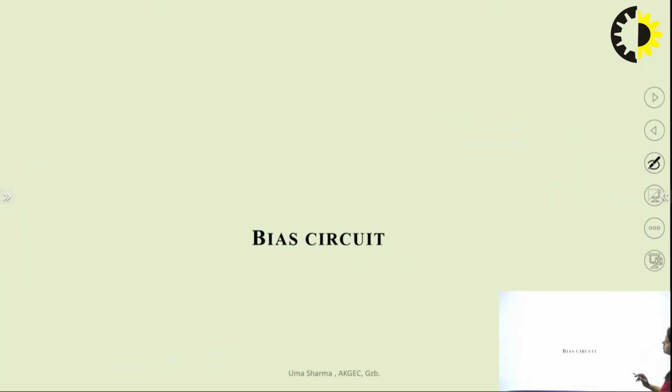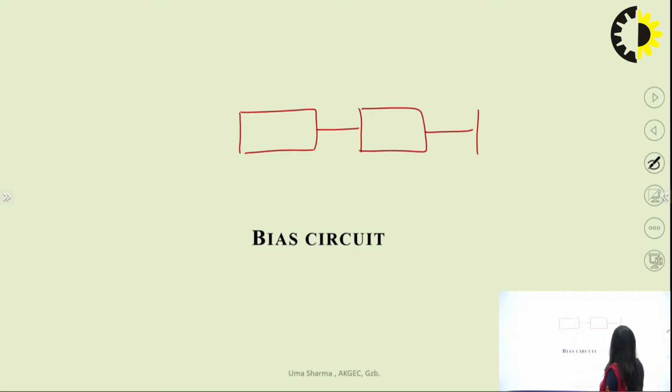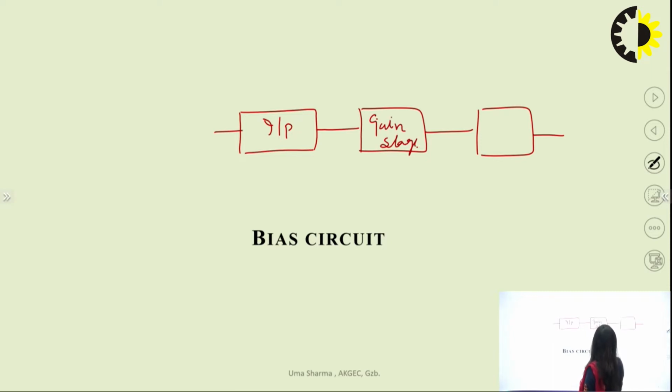So now come to the next block. As we have already discussed, the op-amp has three main stages. These are input, then gain stage, and then output stage.